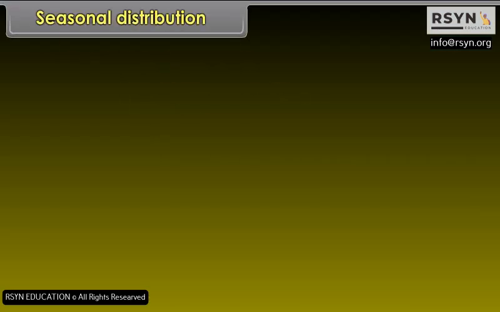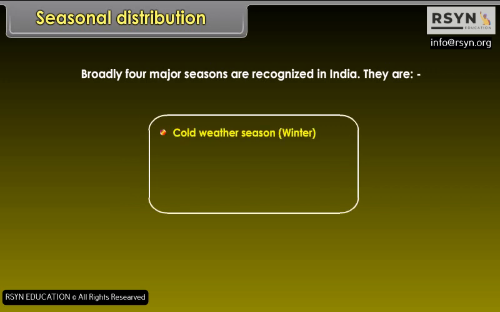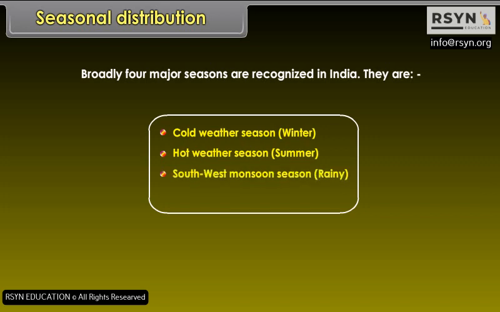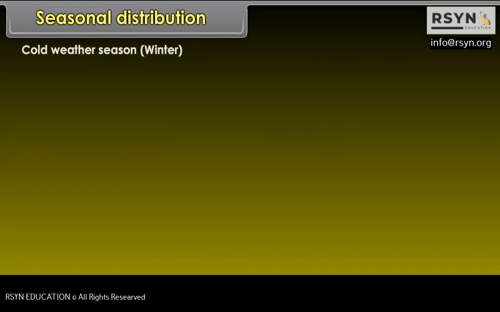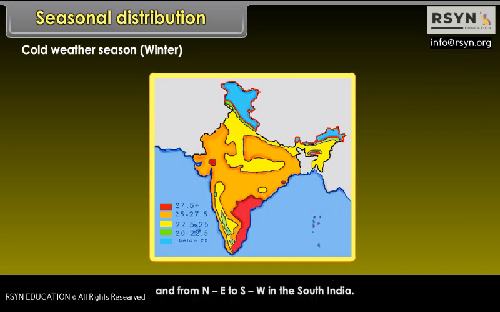Seasonal distribution. Broadly, 4 major seasons are recognized in India. They are cold weather season, winter; hot weather season, summer; southwest monsoon season, rainy; season of retreating monsoon. Cold weather season, winter. During the cold weather winter season, cool dry winds blow from the northwest to the southeast in north and northwest India and from northeast to southwest in the South India.